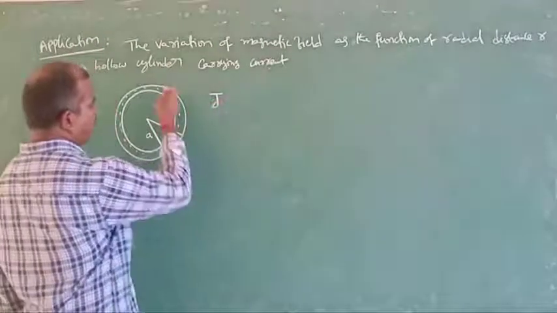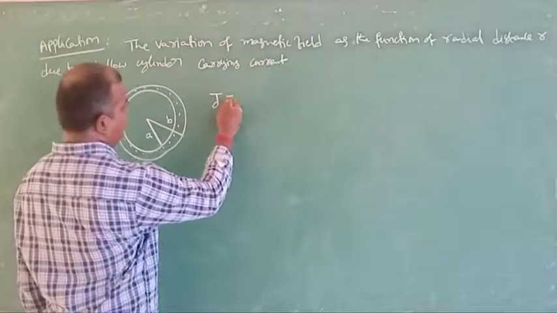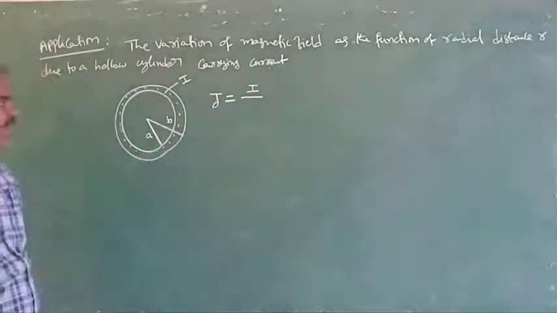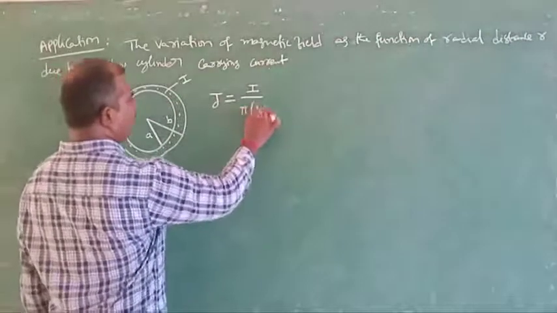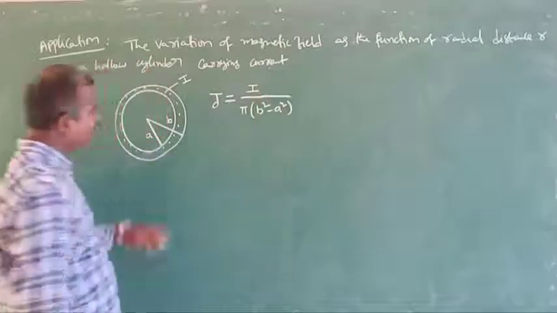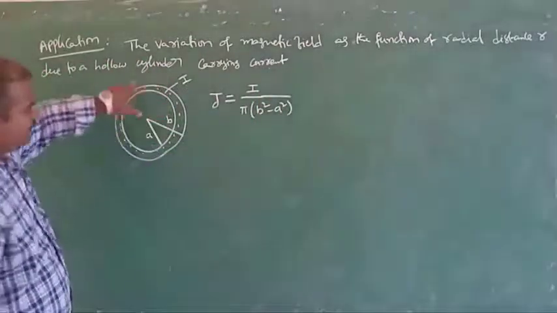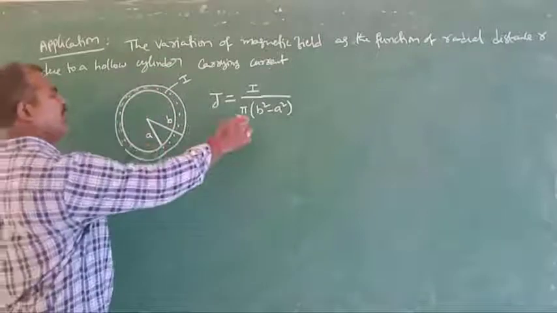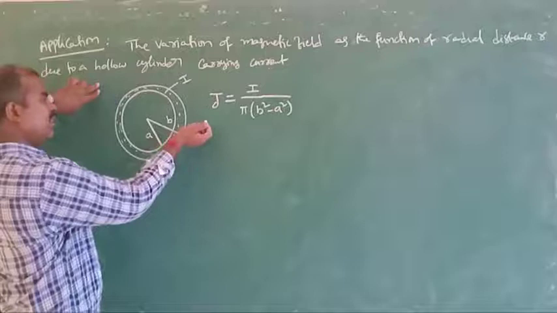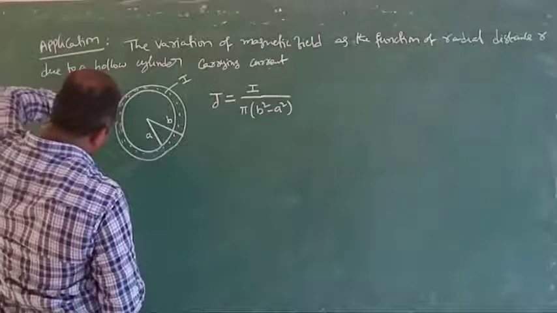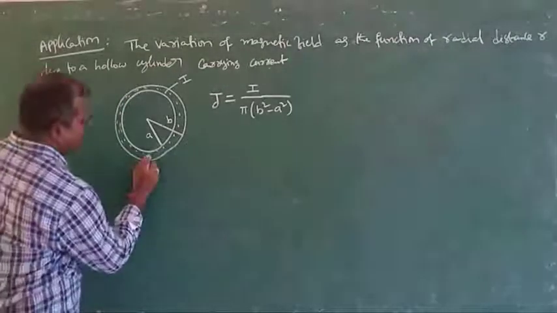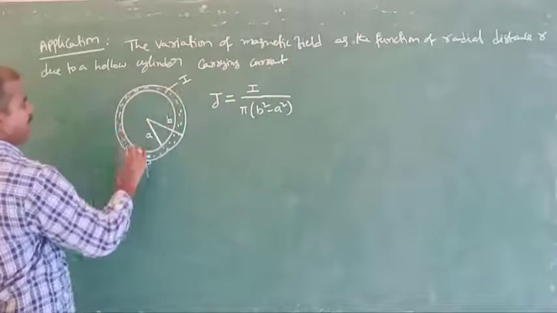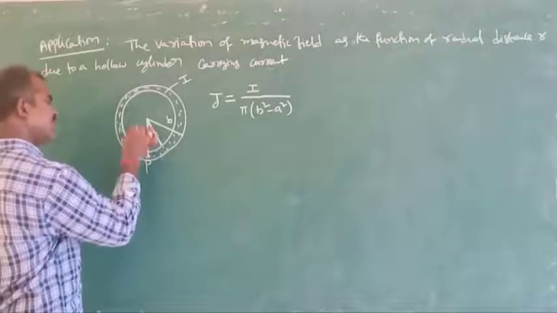Then the current density of this hollow cylinder: J is equal to I, the current carried by the hollow cylinder, divided by the area, which is pi(B square minus A square). The area of this hollow cylinder is pi B square minus pi A square, external minus internal. Then we can consider a point P in this hollow cylinder at radial distance R.